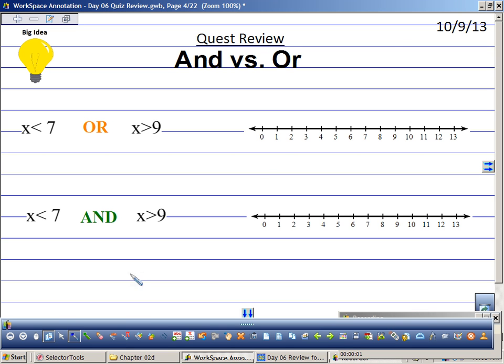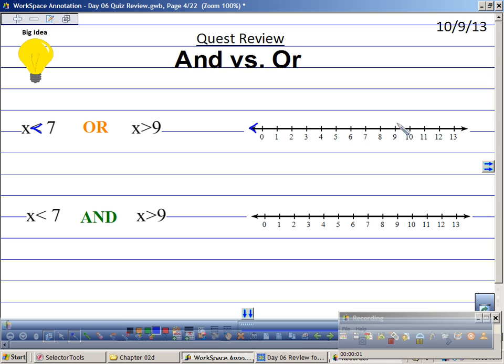Discuss this tomorrow. So, "and" versus "or." So x is less than 7. Less than means this direction, correct? Is it going to be including 7 or not including 7? Not including. So less than would be in this direction. X is greater than 9 would be at 9 in this direction.